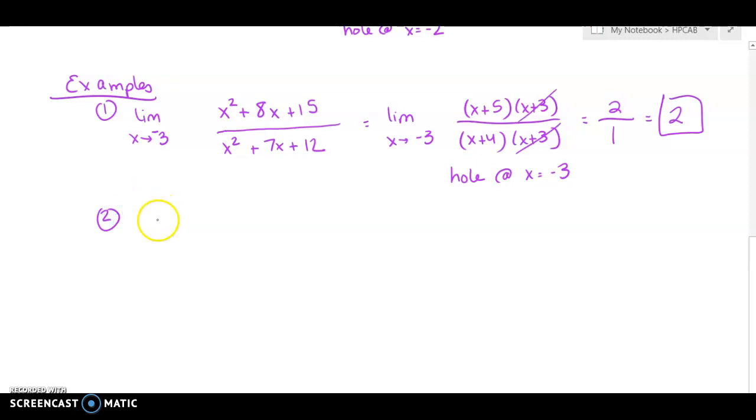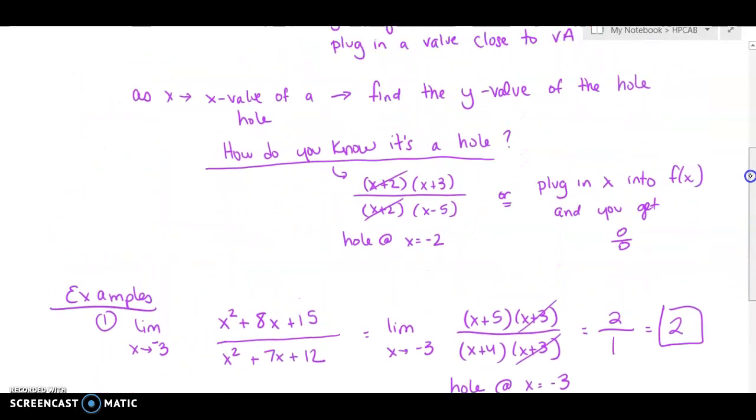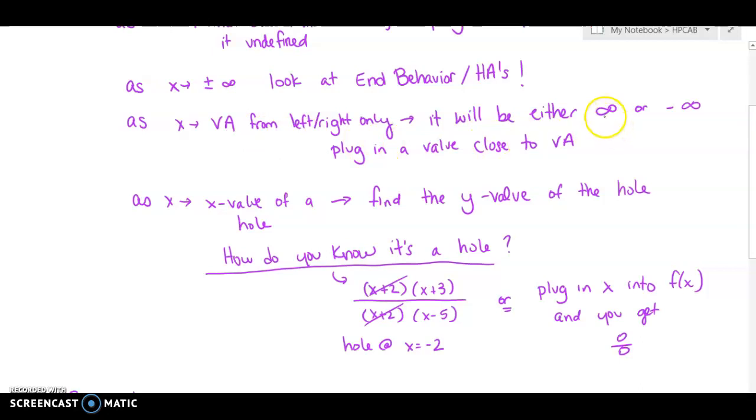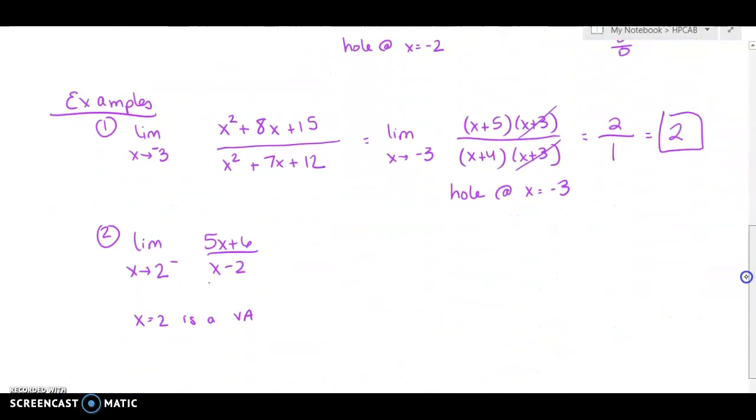Let's say you have something like the limit as x approaches 2 from the left side of 5x plus 6 all over x minus 2. All right, if you notice, we're approaching 2 from the left side. If you plug 2 into this function, you're going to get 0 in the denominator. You won't get 0 in the numerator, but you'll get 0 in the denominator, which means that x equals 2 is a vertical asymptote. All right, so we're approaching a vertical asymptote from the left side. Whenever you're approaching a vertical asymptote, the answer is either going to be positive infinity or negative infinity. It's just a matter of, are we going up along the vertical asymptote or down along the vertical asymptote?